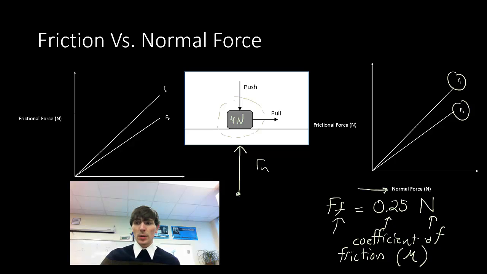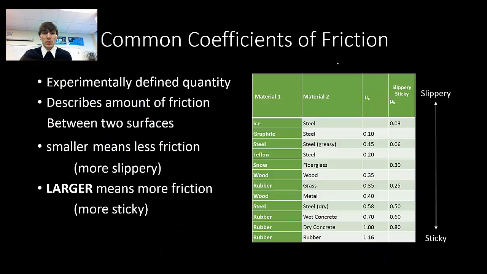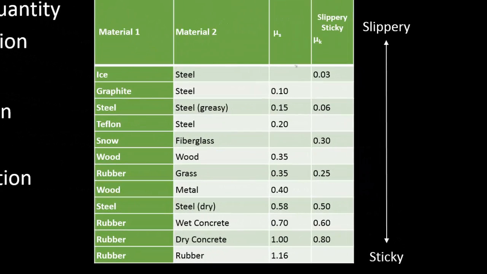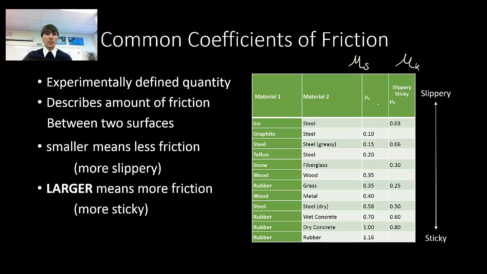There are two types of mu. I'm going to go ahead and go to the next slide. Here are some common coefficients of friction between different materials. Mu sub s stands for static friction. Mu sub k stands for the coefficient of kinetic friction. These are experimentally determined quantities, just like we figured it out. They describe the amount of friction between two surfaces. The smaller the value, the less friction, and the greater the value, the more friction, or the more sticky. You can just take a look at this table.